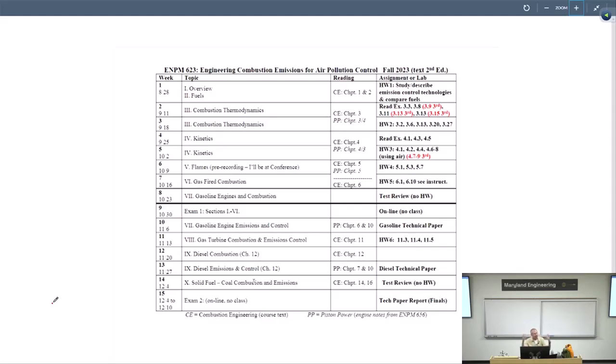So that's the big picture. Again, the early half is fairly quantitative. We'll have a few homework assignments and some examples. And then the second half is much more qualitative. We'll look at different technologies and approaches to reduce emissions.